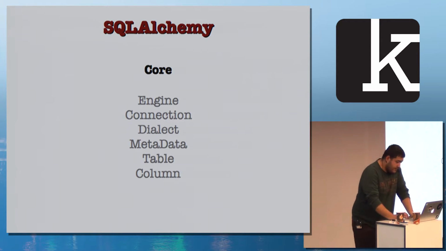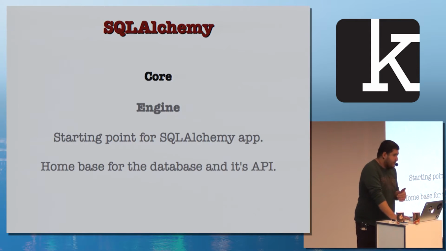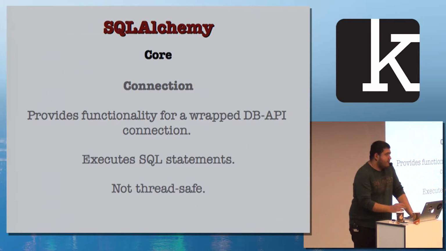SQLAlchemy core consists of 6 objects: engine, connection, dialect, metadata, table, and column. Engine is the starting point for your SQLAlchemy application. It is the home base for all of your database, its connections, its tables, and its API. Connection is a wrapper class of your database's Python library. For example, there is psycopg2 for Postgres or MySQL-Python for MySQL, and connection is a wrapper class above them. All the SQL statements are executed through the connection class, and it's not thread safe.